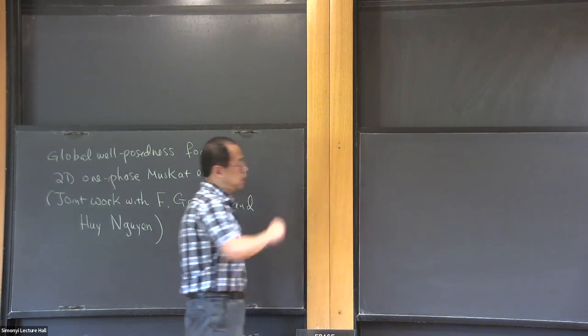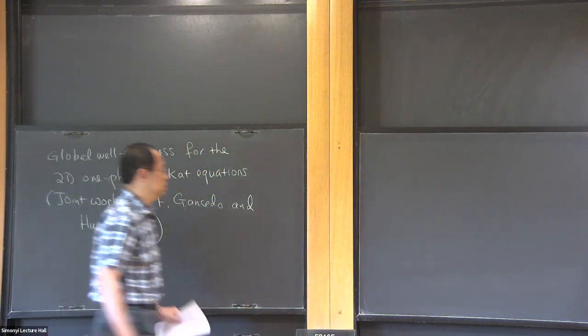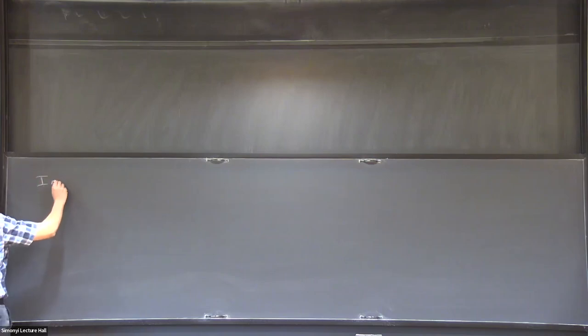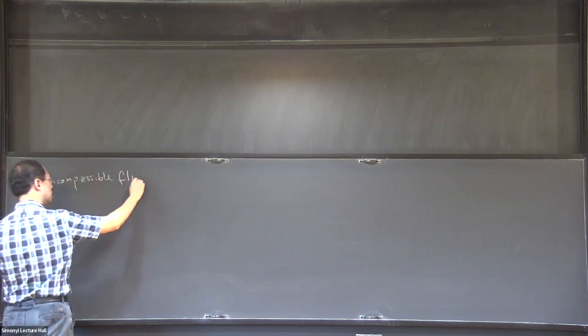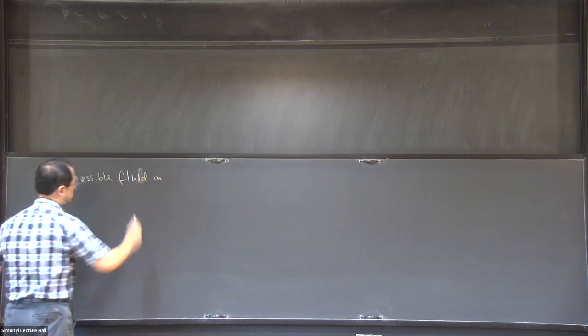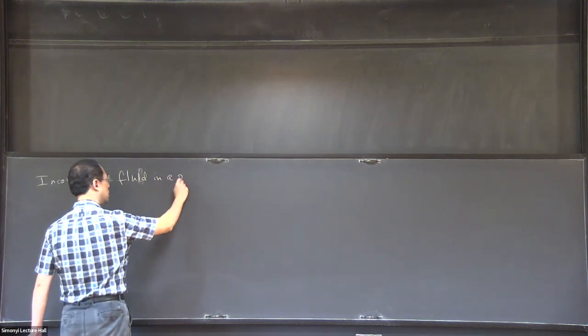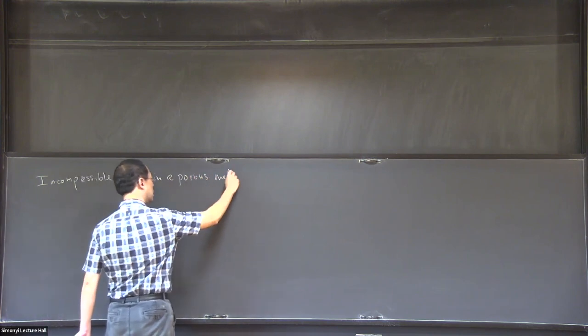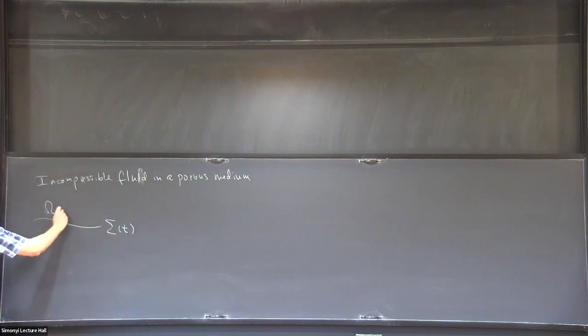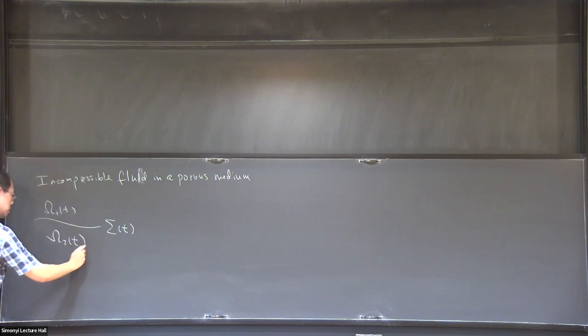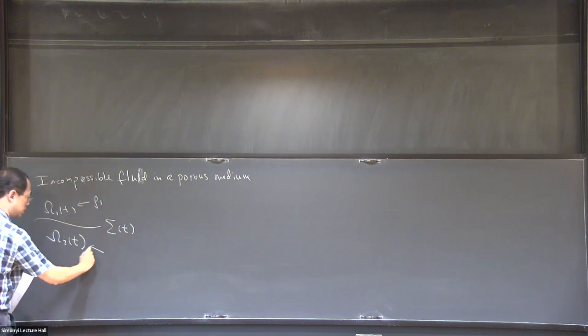So the Muskat problem can be two-phase or one-phase. So let's consider incompressible fluid in a porous medium. Say you decompose the domain into two parts with an interface. So the interface is a free boundary, so it depends on t. And this is omega 1 of t and omega 2 of t. And in omega 1 of t, the density is given by rho 1, a constant. And here you have density rho 2.